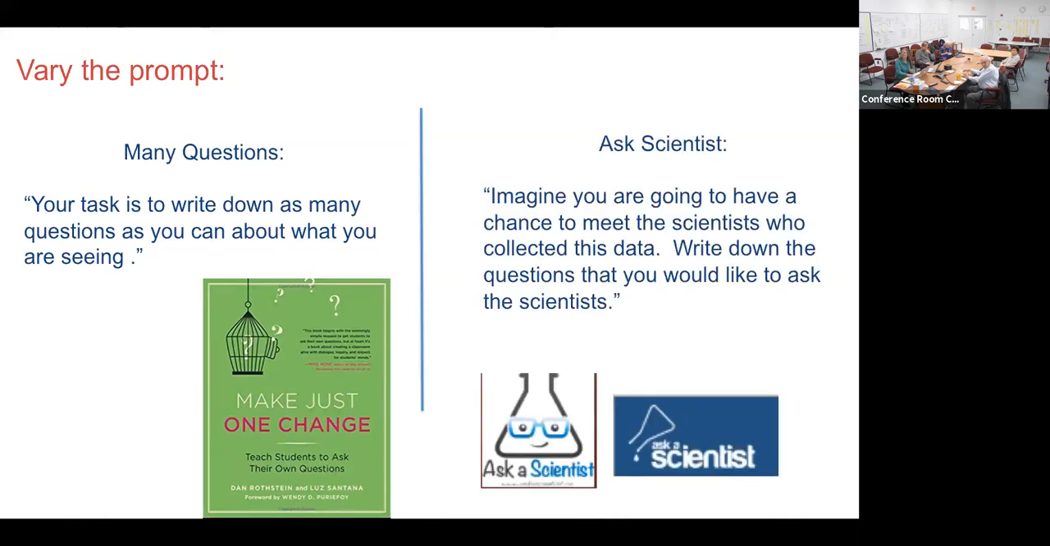The second prompt was, imagine you're going to have a chance to meet the scientists who collect this data, write down the questions that you would like to ask those scientists. So this was motivated by ask a question websites where you can type in your question and some science organization will find a scientist to answer those questions for you.